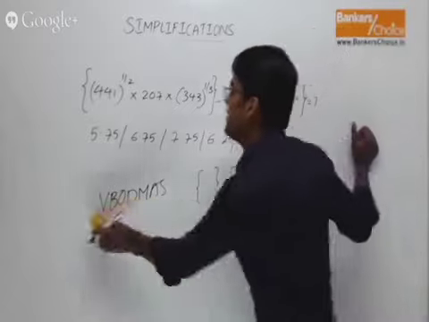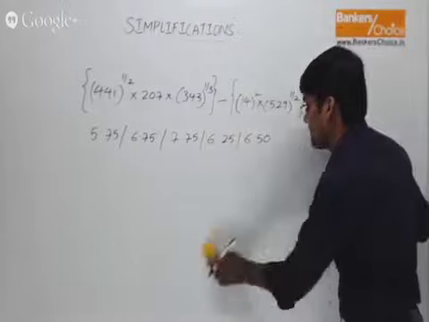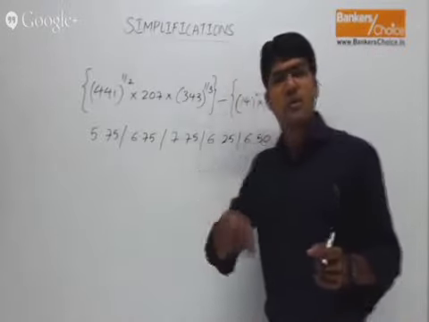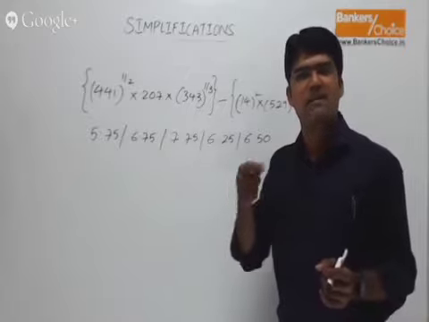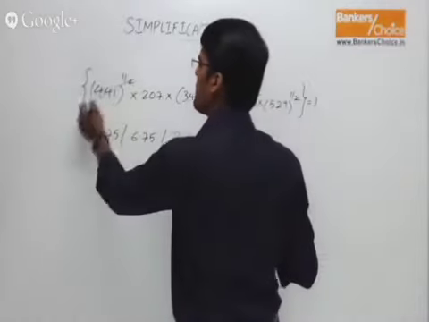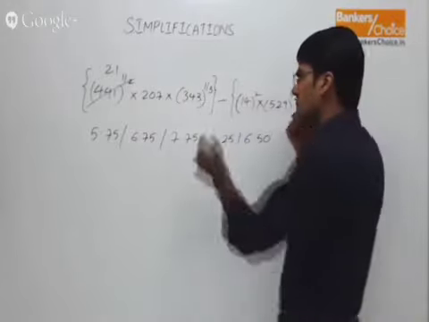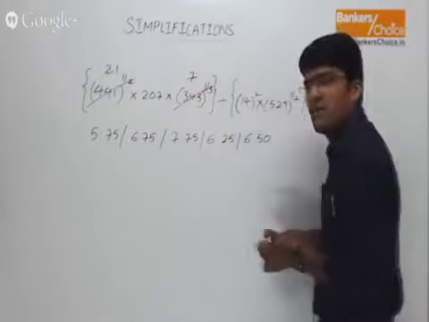So try to simplify this part now. You should have got the answer by now, right? Look at this. 441 power 1 by 2. Power 1 by 2 means what? Square root, right? What is the square root of 441? 21. What is power 1 by 3? Cube root. What is the cube root of 343? 7. 7 cube is 343.